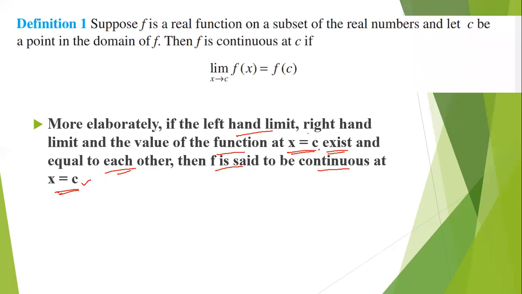So this is our definition. Suppose f is a real function on a subset of real numbers and let c be a point in the domain of f. Now what is the domain? Since we are taking real numbers, our domain is real numbers. Then f is continuous at c if limit x tending to c f of x is equal to f of c. This we learn now in first PUC.